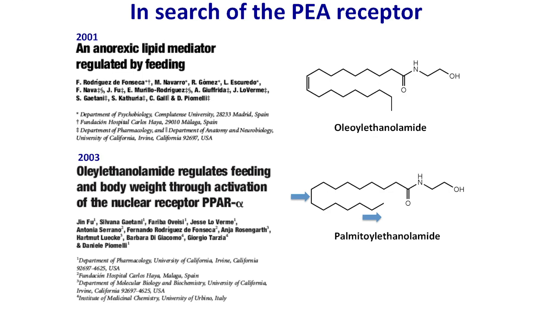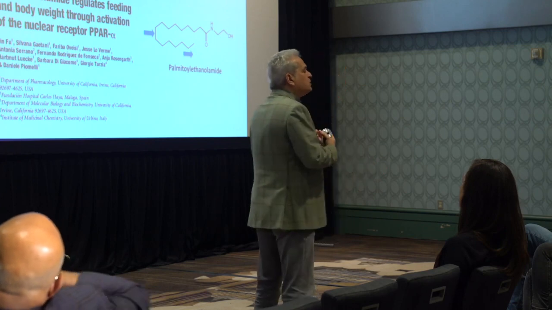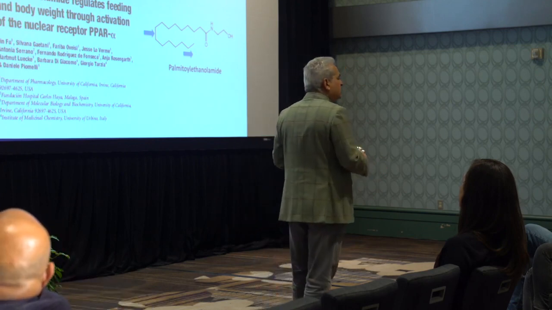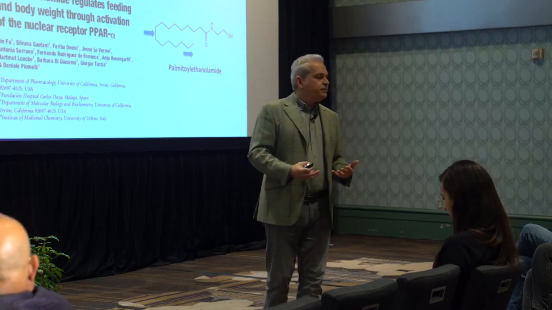But when we discovered that PPAR alpha was mediating the effect of OEA, then we said to ourselves, look, this is the structure of OEA, right? If we take away this double bond and we take away this portion here of the molecule, we get PEA. So the two things look really similar. Is it possible that PEA acts just like OEA by activating PPAR alpha?